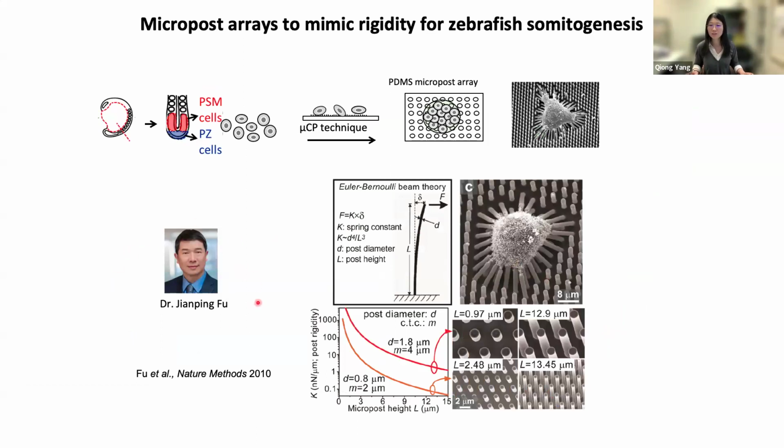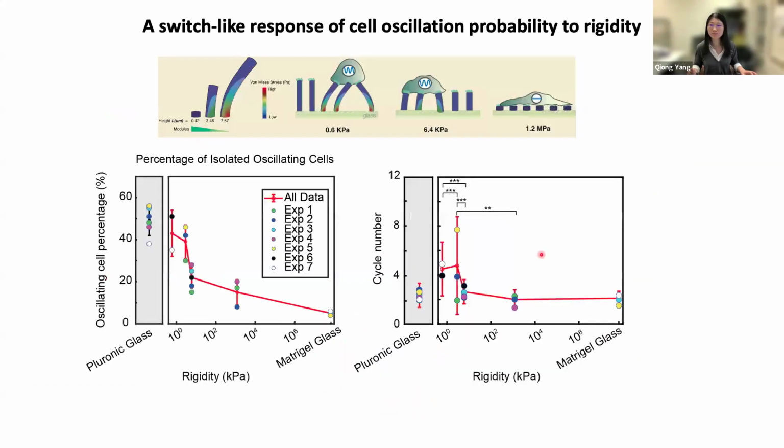So we set up a collaboration with our colleague, Jianping Fu from mechanical engineering. And here we are using micro-post arrays. Based on the geometry of the post, we can quantitatively manipulate the post rigidity. And then we place our cells onto this post array system. And to our interest, we found that the cell oscillatory behavior responds to the surface rigidity in a switch-like manner. We are also comparing with the pluronic coated glass surface and also matrigel glass.